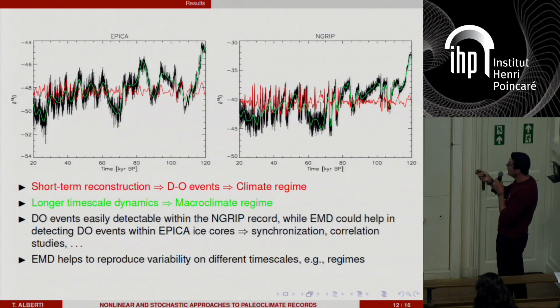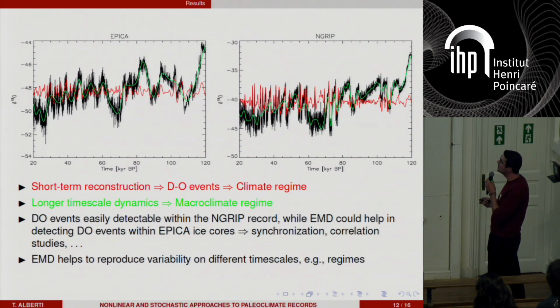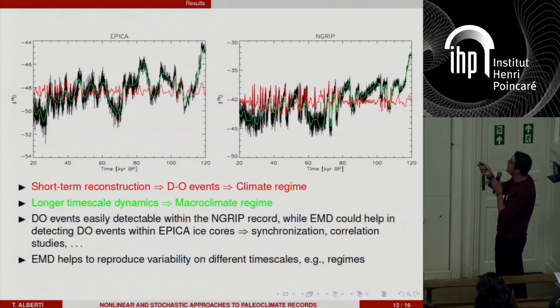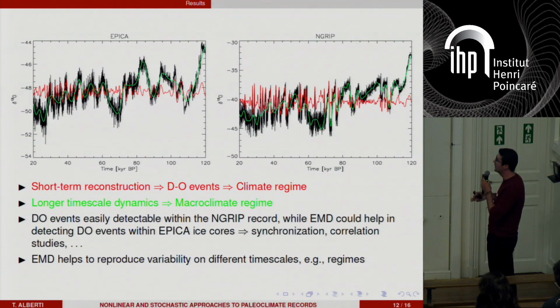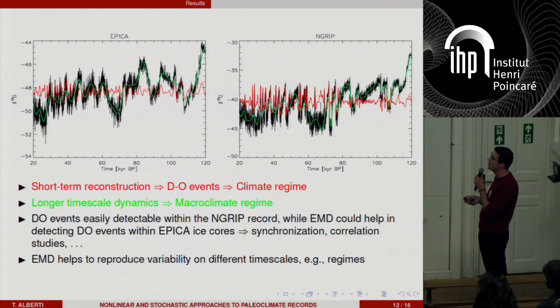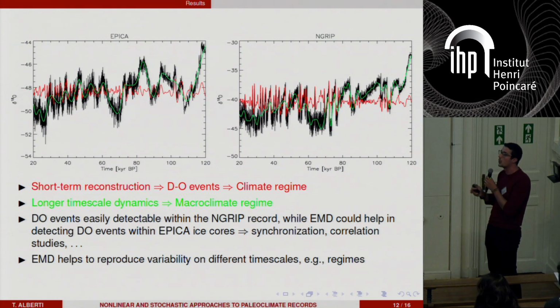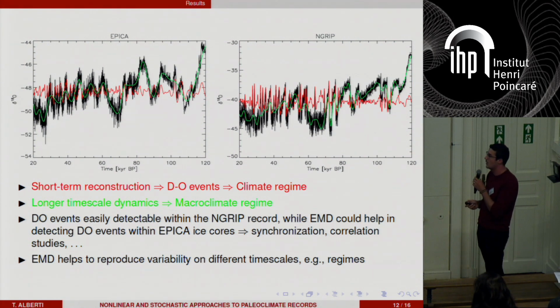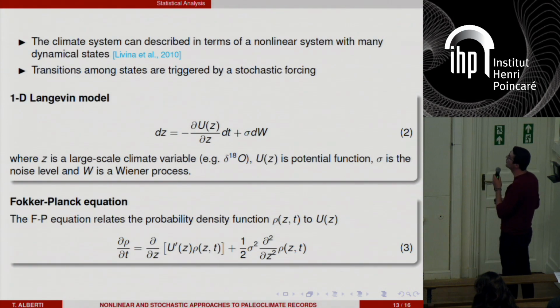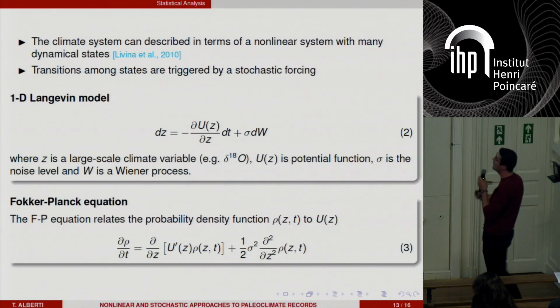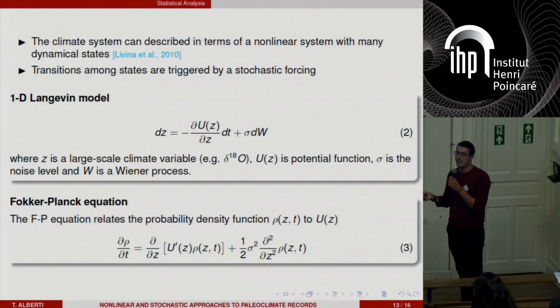So one of the main advantages of the empirical mode decomposition is that it could help to detect DO events, but also to investigate and to reproduce variability on different time scales. And this could also be useful, for example, for synchronization effects or also for correlation studies between North Pole and South Pole.